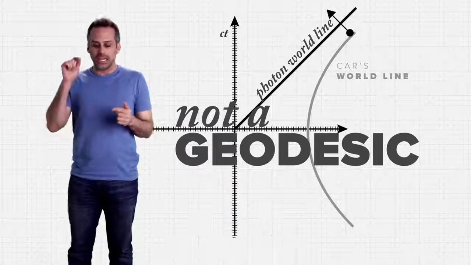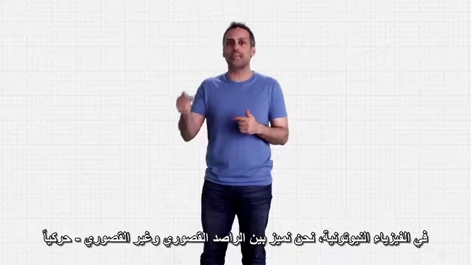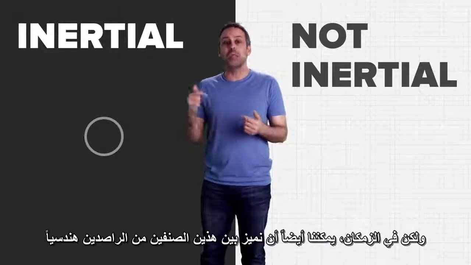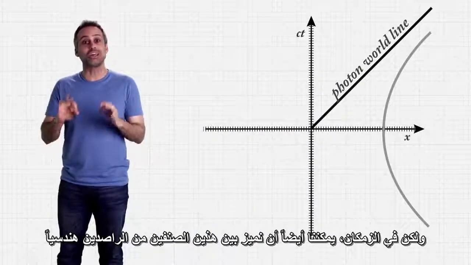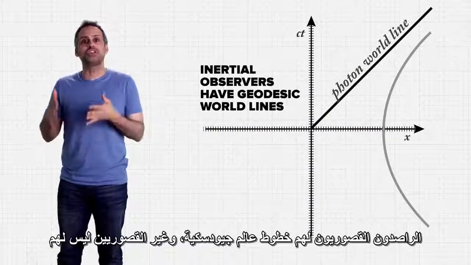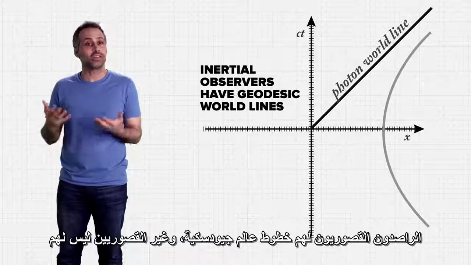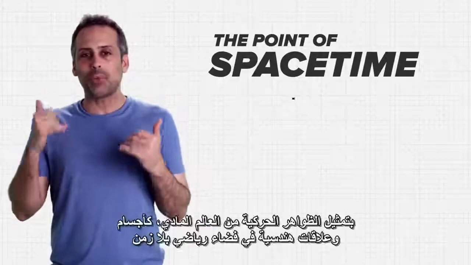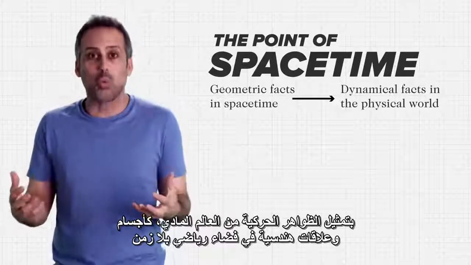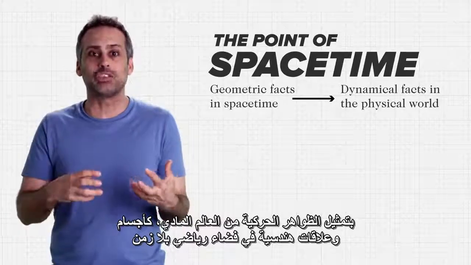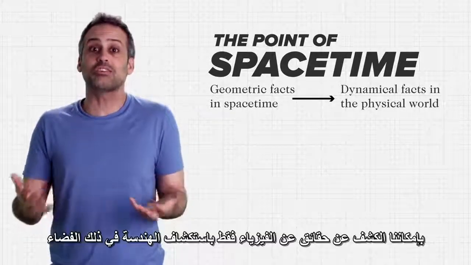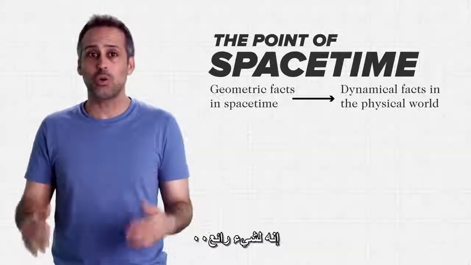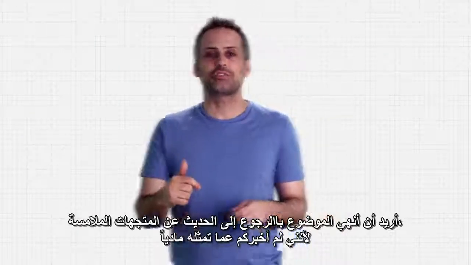And this is interesting. In Newtonian mechanics, we distinguish inertial and non-inertial observers dynamically by using the floating ball test. But in space-time, we can also distinguish those classes of observers geometrically. Inertial observers have geodesic world lines, and non-inertial ones don't. And that's kind of the whole point of talking about space-time in the first place. By representing dynamical phenomena from the physical world as geometric objects and relations in a tenseless mathematical space, we can discover facts about physics just by exploring geometry in that space. It's kind of cool.